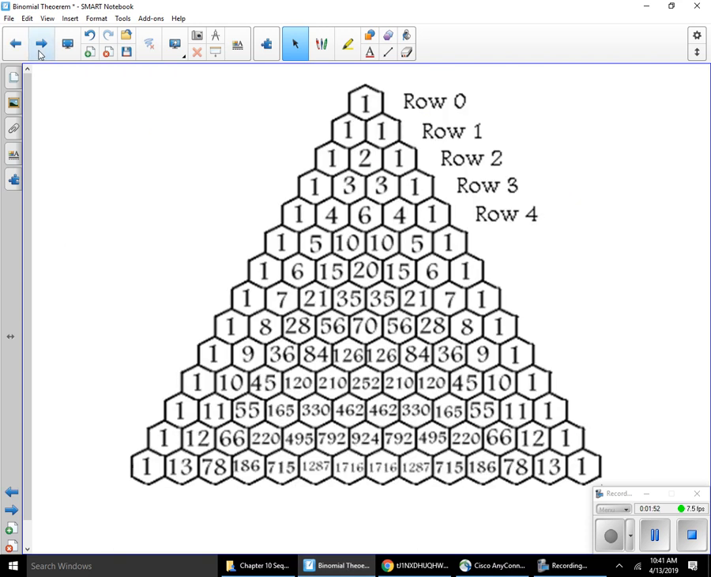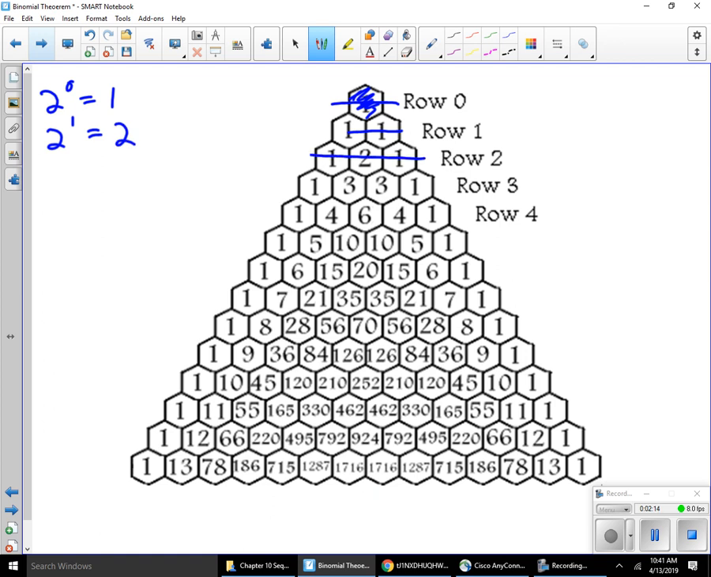My personal favorite, because of the computer science background, is all the powers of 2 that we get. If you look at the sums of each row, well, you can't add anything to that one. That's just 2 to the 0 power, which is 1. But everywhere after that, 1 plus 1 is 2, and that's the same as 2 to the first power.